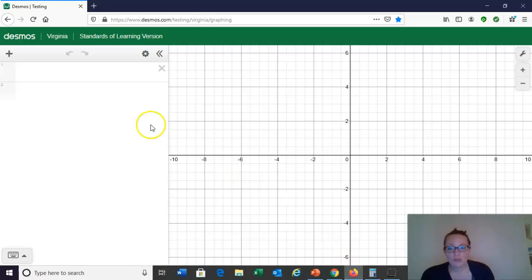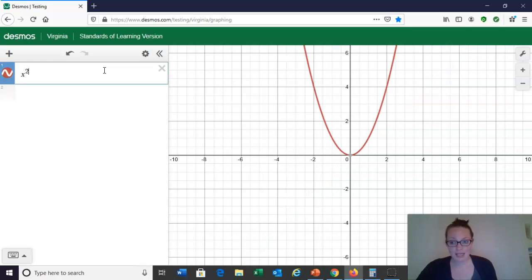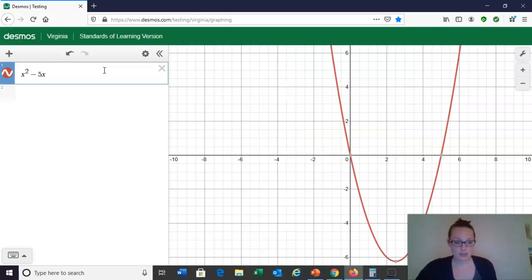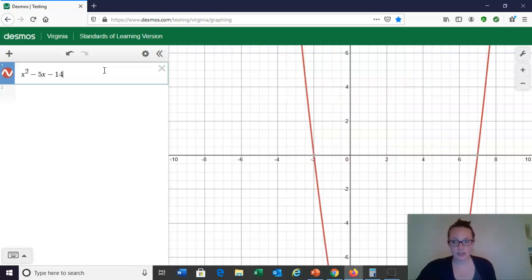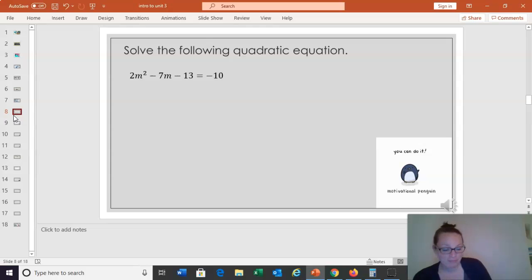So let's go to Desmos and graph it. Don't forget, we learned last time that we do need to use x's because Desmos has the horizontal axis right now as x and the vertical axis as y. That minus 14. All right, there they are, negative 2 and 7. Yay, they match. Perfect. That was a nice review of factoring.